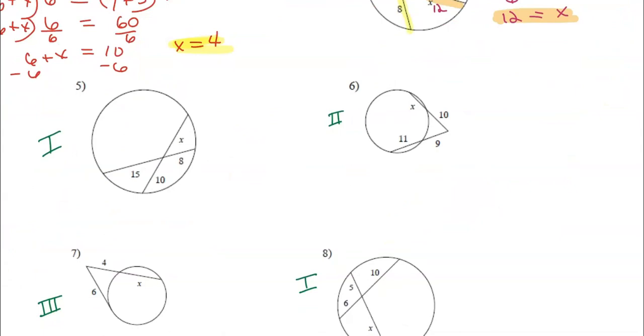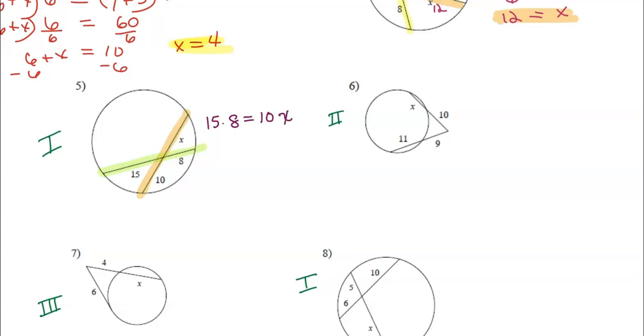Okay, 5, I have theorem 1 again, because this is inside the circle. And so the different pieces of the individual chords have to equal, their products have to be equal. So these products, those products, and these products have to be equal. So here's your setup for theorem 1. 15 times 8 has to equal 10 times x.